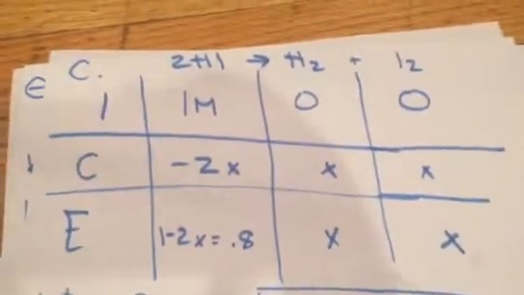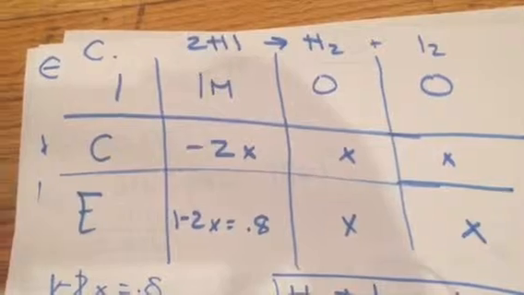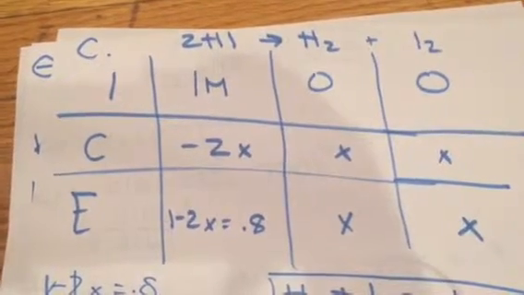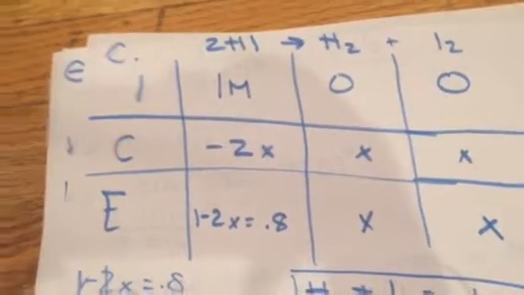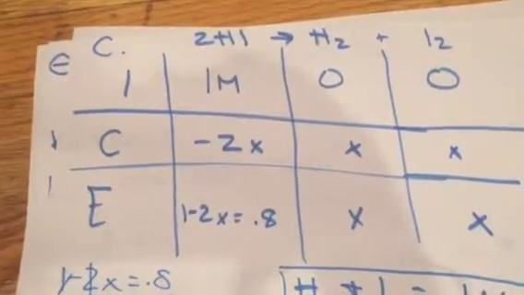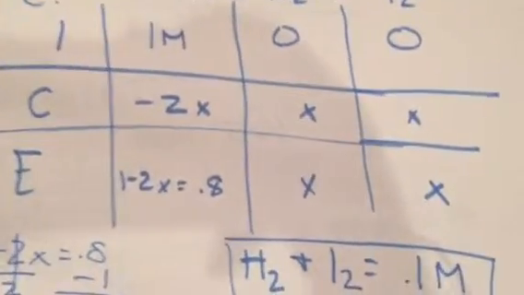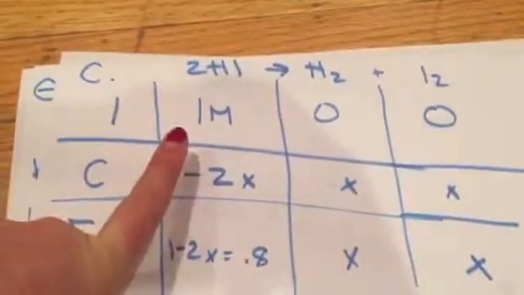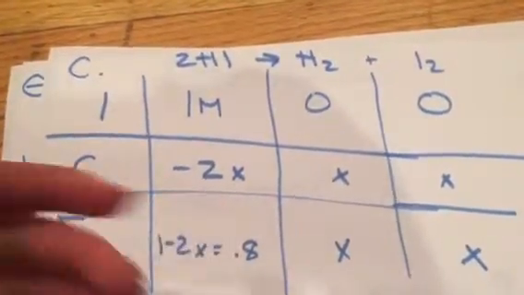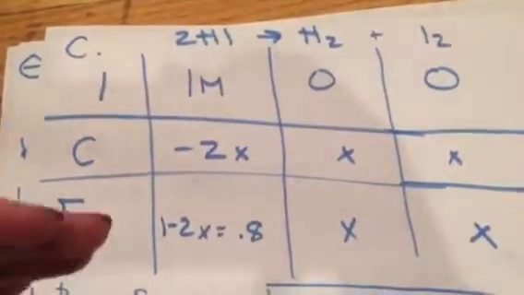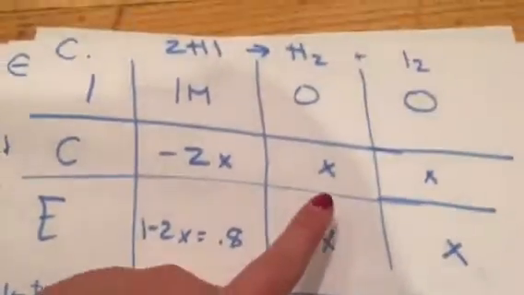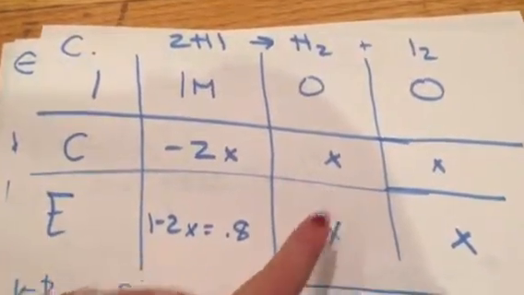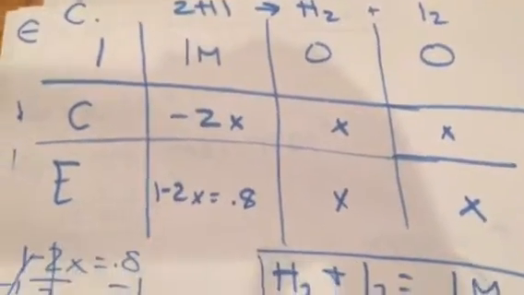So to find this, we use an ICE box. Our initial for HI is 1 molar, and since there's no products yet, H2 and I2 are going to be at 0. And then here we have negative 2x. The 2 comes from the coefficient of HI, and it's negative because it's going to be losing its concentration. It's going to be going down. And then we have x and x, and they're positive because it's going to be gaining concentration.